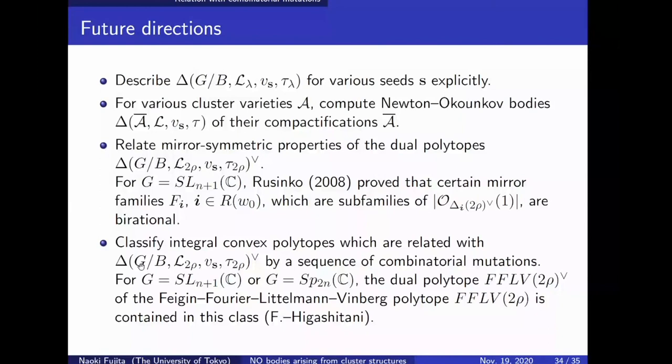Finally, I would like to classify polytopes which are related to this dual polytope by combinatorial mutation. These are mutually related by combinatorial mutations, but there are many polytopes outside of this family, but related to this family by combinatorial mutation. For instance, in the case of SL or Sp, the dual polytope of the Feigin-Fourier-Littelmann-Vinberg polytope is contained in this class. So it is related to this dual of the Newton-Okounkov body by a sequence of combinatorial mutations. So I don't know what kind of polytope is combinatorial mutation equivalent to this family.